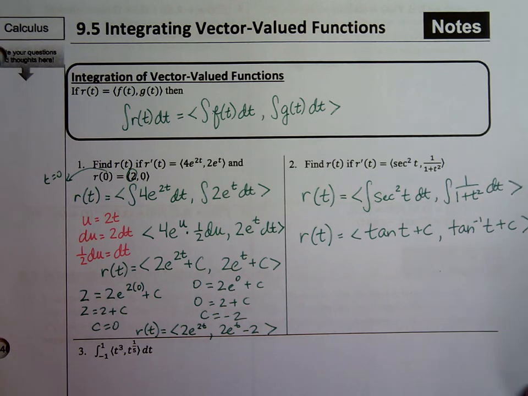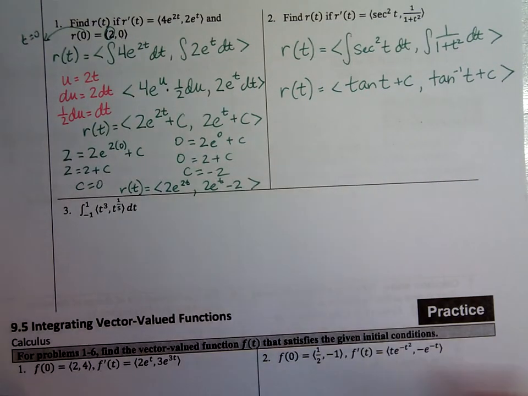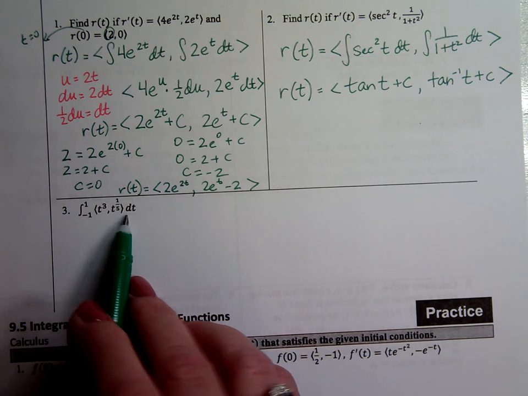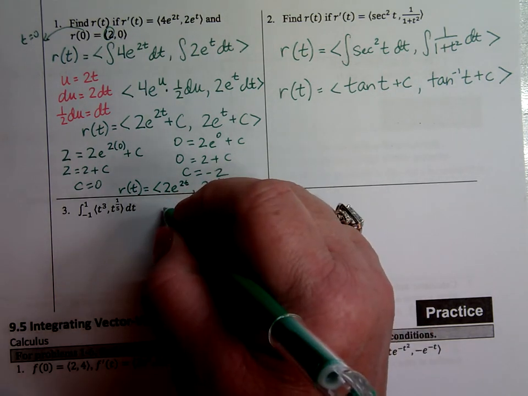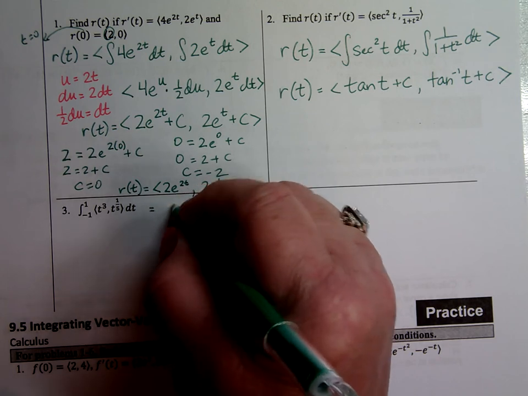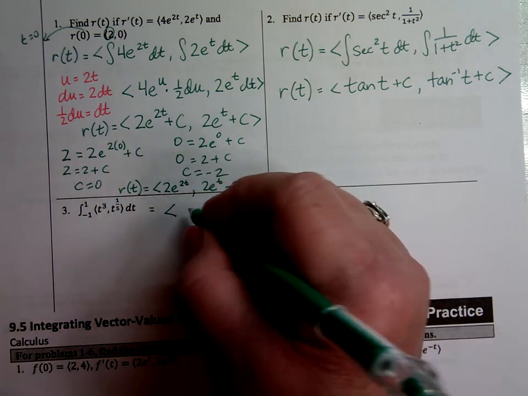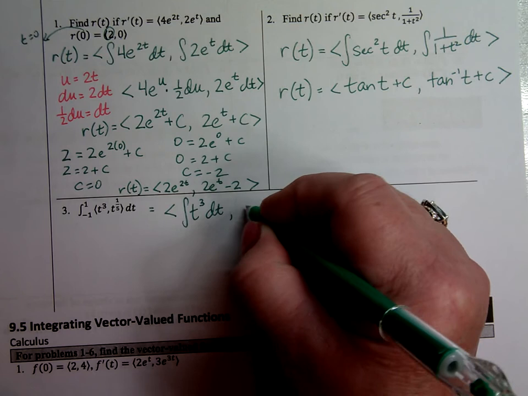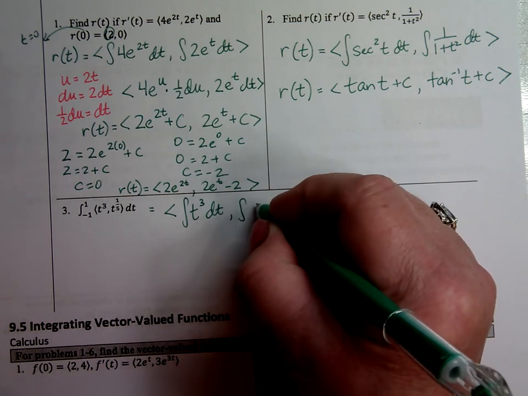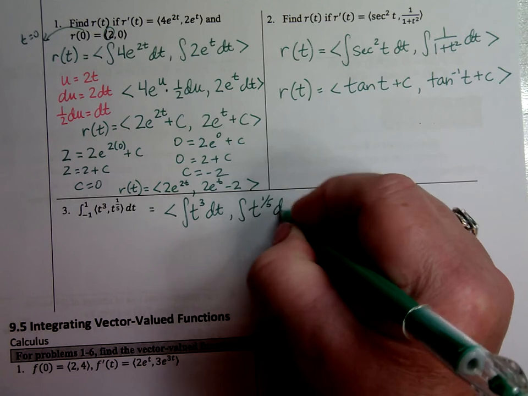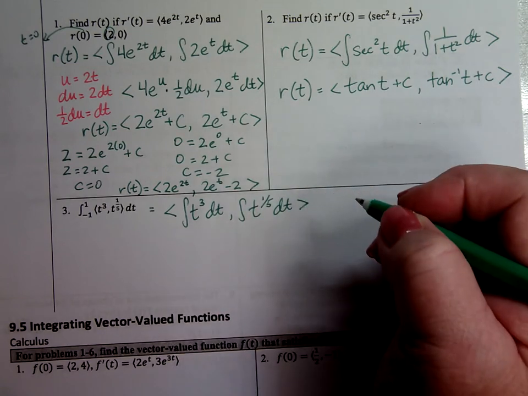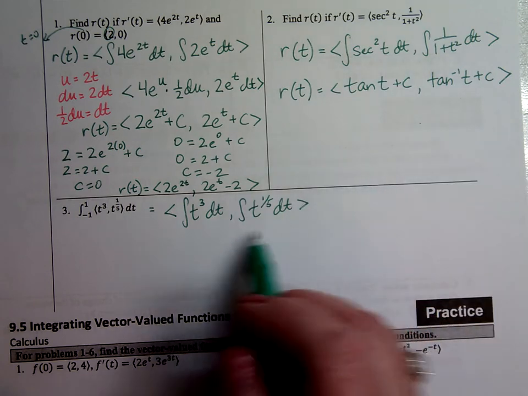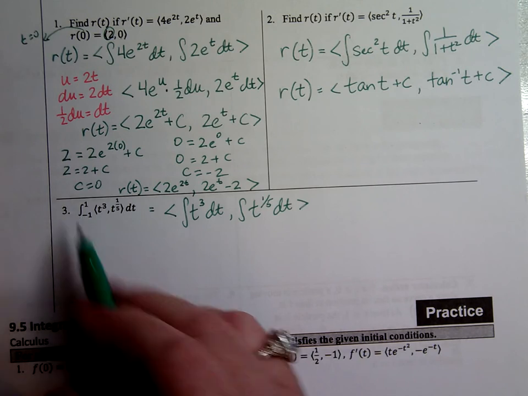All right, now they're giving you number 3. This one is now find the integral between -1 and 1 for this guy. So let's figure out what the integral vector is first. The integral of t cubed dt, and then I want the integral of t to the 1/5 dt. So I have an x component and a y component, and what I need to do is evaluate them between -1 and 1.